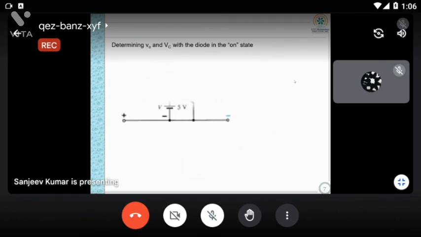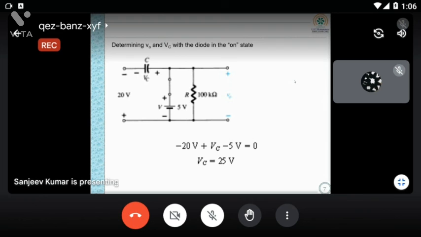So apply the KVL. So you can see the diagram. Now you can see, because this is shorted, you can see minus plus 20 volt. So VC we have to find out. So apply minus 20 volt plus VC minus 5 volt is equal to 0, and VC is equal to 25 volt. So this is what you are achieving during T1 to T2 time period, when your diode is in conducting region.